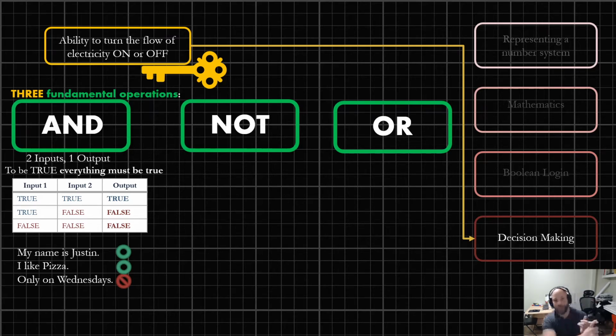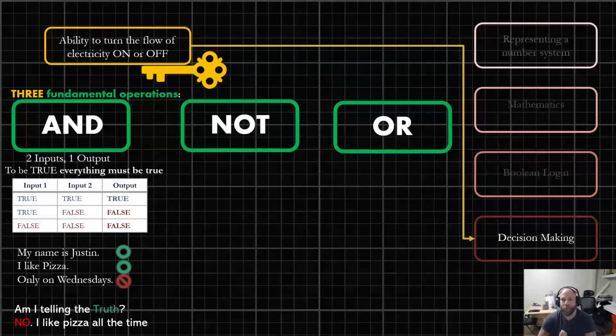My name is Justin. True. I like pizza. True. Only I like pizza on Wednesdays. That is not true. I like pizza all the damn time. So the operation, this truth operation, would find that overall the statement is false. Even though I said 2/3 of what I said were true, it requires 100% accuracy in order to output true.